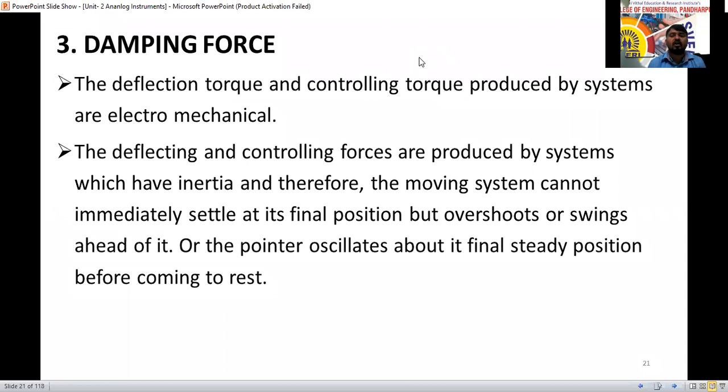The deflecting torque and controlling torque produced by the system are electromechanical. Electrical supply की वजह से mechanical movement हो रहे हैं. For that reason, a combination of electrical and mechanical, we are going to call it an electromechanical system. The deflecting and controlling forces are produced by systems which have inertia, and therefore the moving system cannot immediately settle at its final position, but overshoots or swings ahead of it.